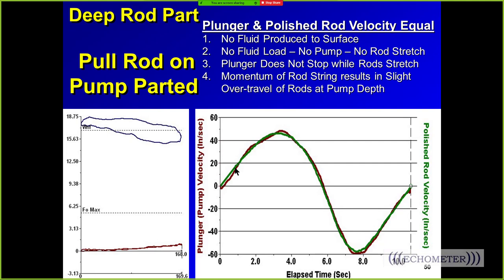One of the things that's interesting about that is that if there's no pump, there's no stretch. And if there's no stretch, then the plunger velocity and the polish rod's velocity are the same. So this is an analysis plot that shows the plunger velocity in red. It's a little higher right there, and the plunger velocity in red is a little more negative right here. So it's not exactly the same. What you see when you have a deep rod part is that the plunger velocity actually is higher on the upstroke and more negative on the downstroke. And the downhole pump stroke in this case is about 1.6 inches longer than the surface stroke due to over-travel, due to the acceleration of the rods.